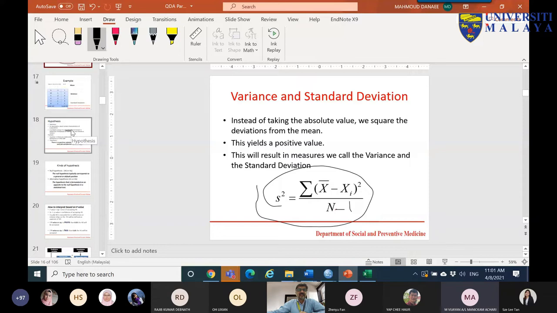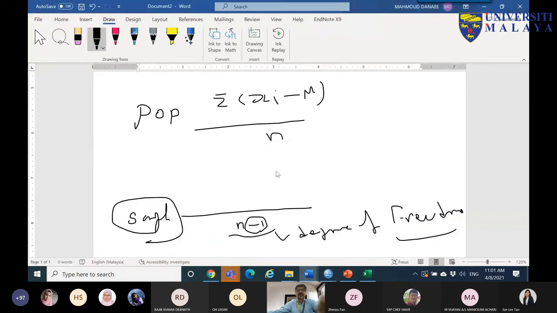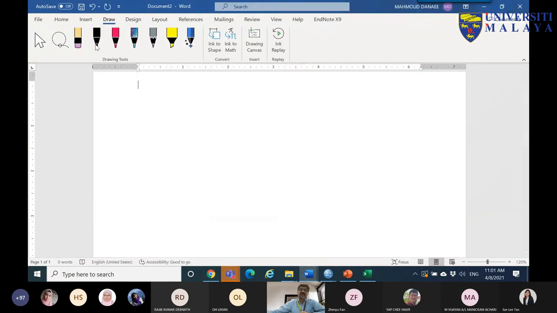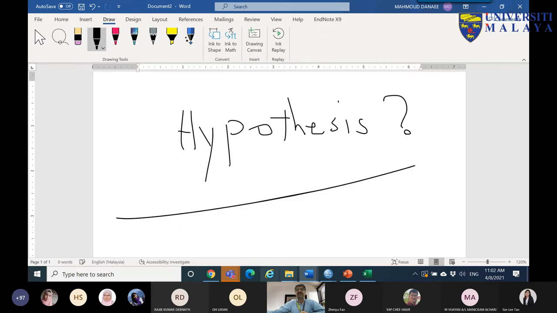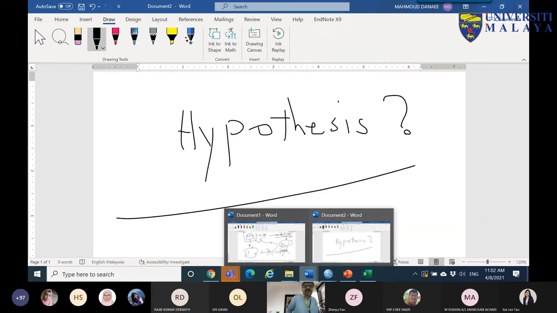Yes. Okay. So now this is descriptive statistics. Actually, it's very simple. You can explore more by yourself later, if you are interested in statistics. Okay. Before moving to inferential statistics, let's talk about hypothesis. What is this? What is the hypothesis?